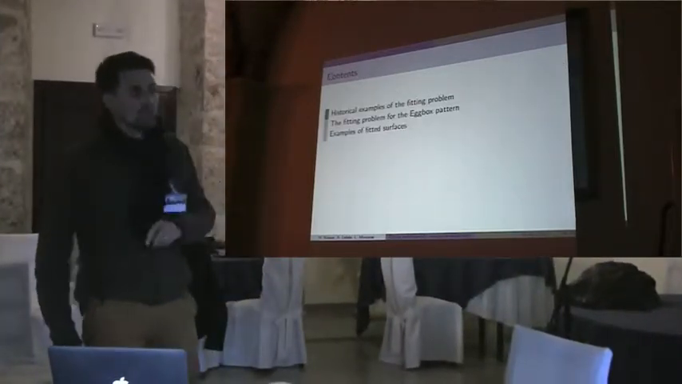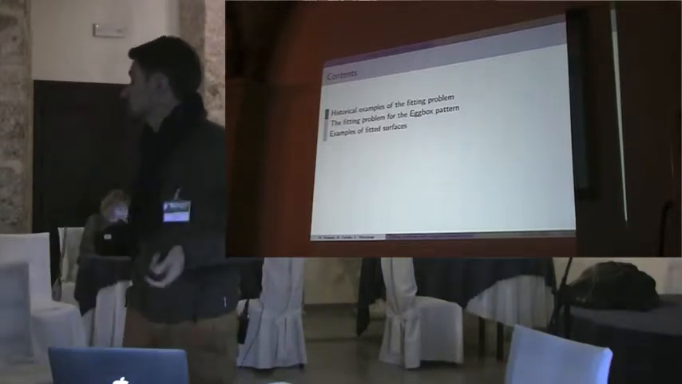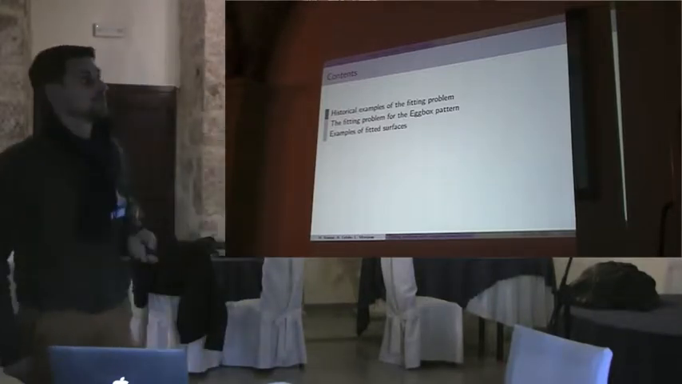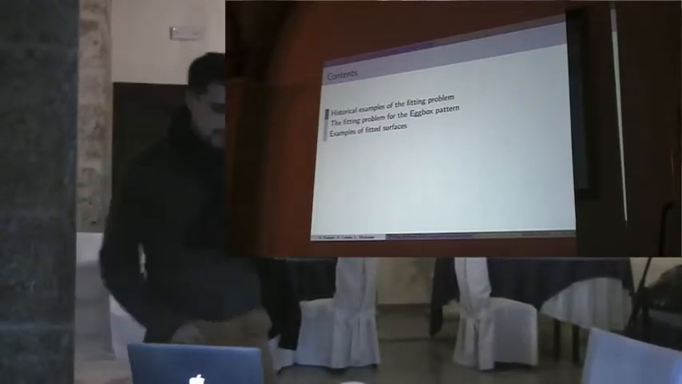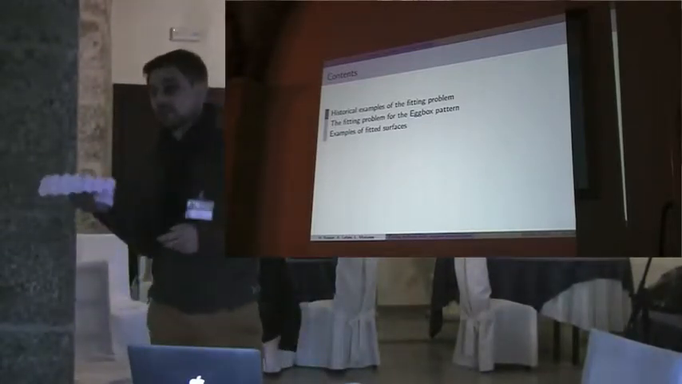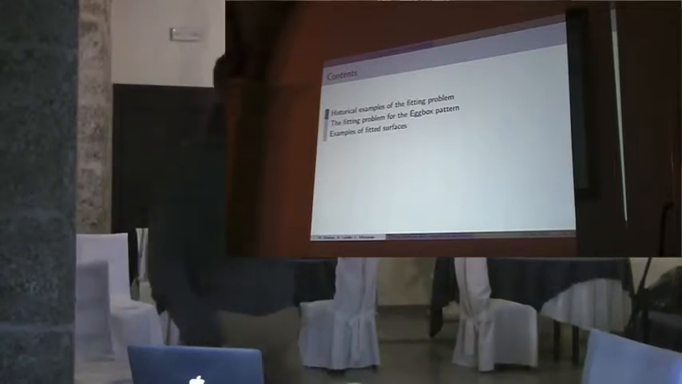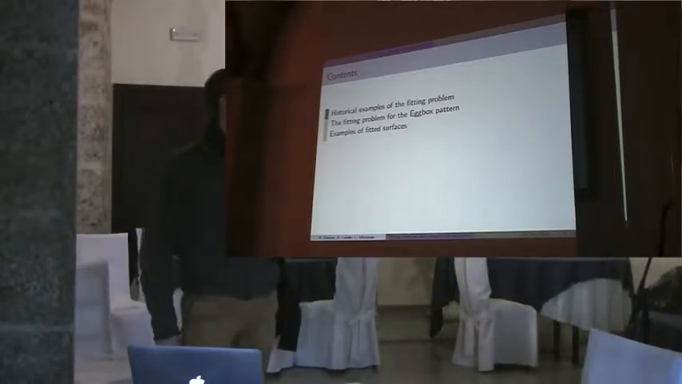So I will just recall some historical examples of form-finding problems, because there are other ones, and it is interesting to recall them. And I will study the case of the eggbox pattern, which is not exactly an origami. And then I will show some illustrations of folded surfaces, simple cases.